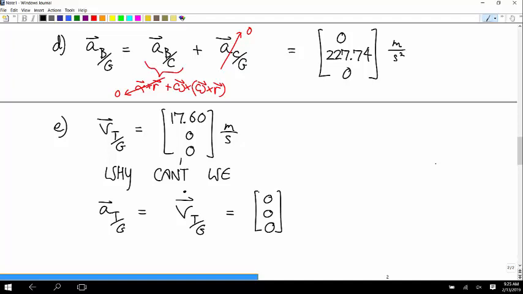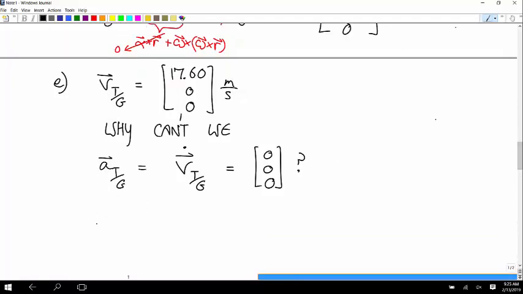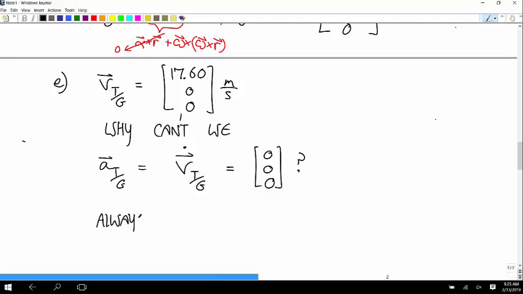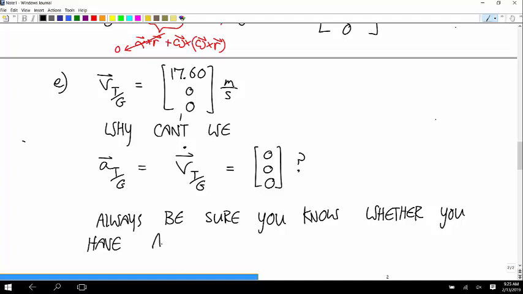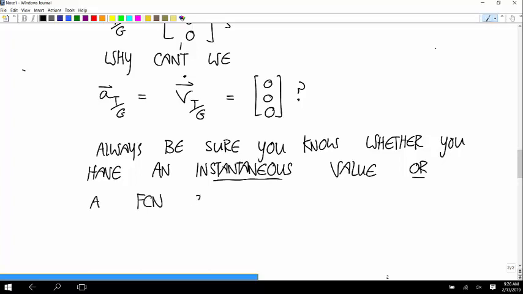Another way was the way to do it. This doesn't work. So what's the misunderstanding there? This is an important thing because this is how almost every problem that we deal with is going to be. The answer is, always be sure that you know whether you have an instantaneous value or a function of time.